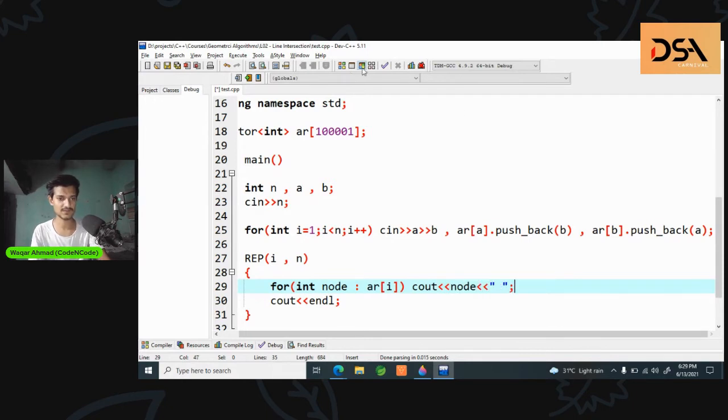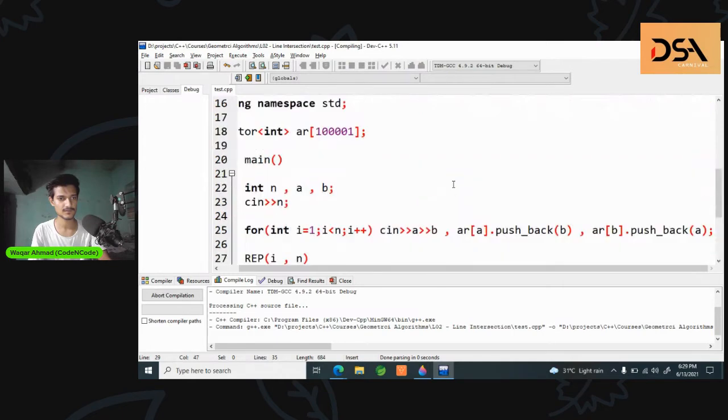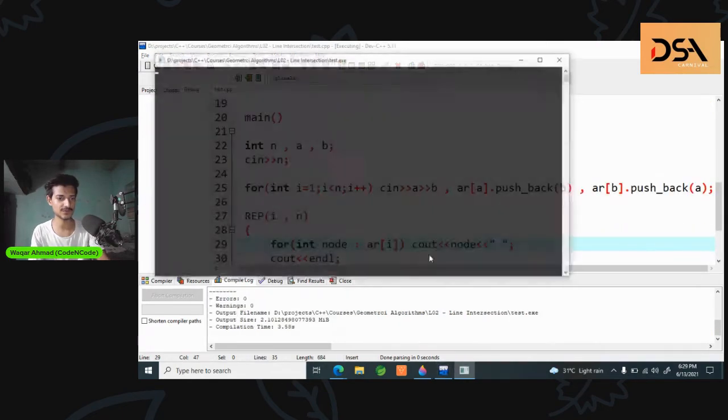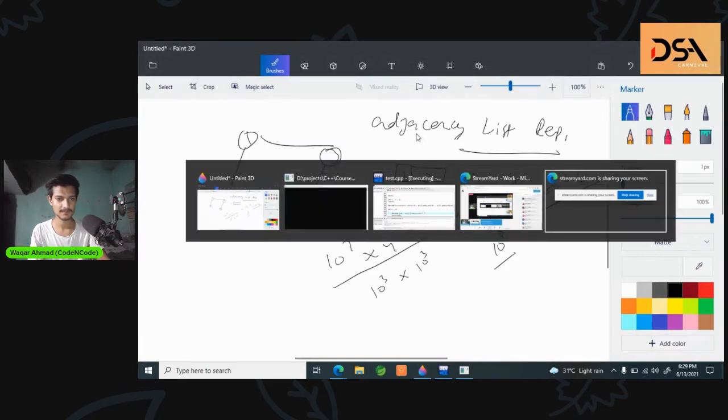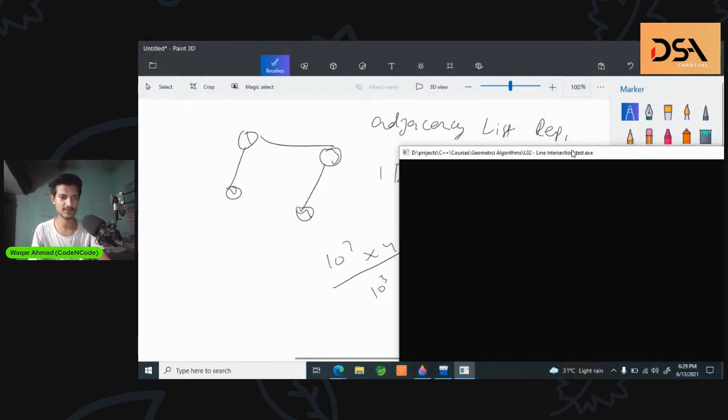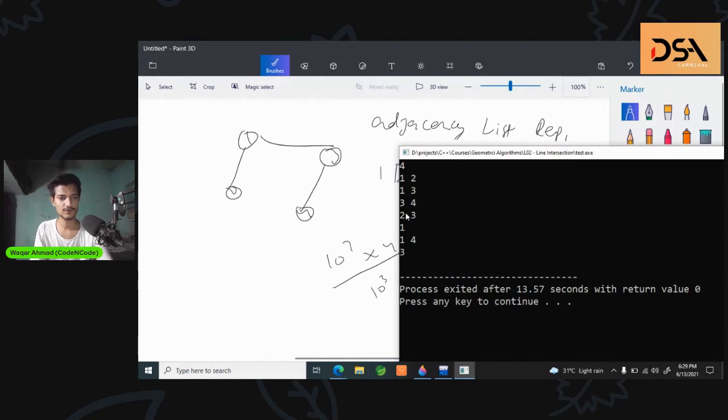So now what we are doing, we are reading the graph. After that, we are printing for each node its adjacency list. Again, there are 4 nodes. 1 is connected to 2, 1 is connected to 3, 3 is connected to 4. So node 1 is connected to 2 and 3, and that's why we are getting output 2 and 3.